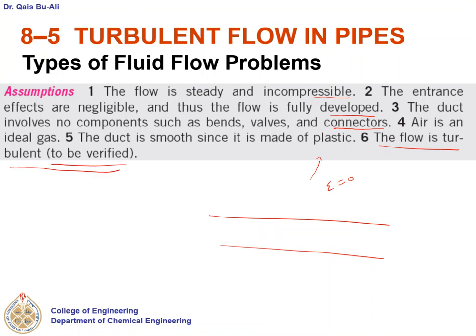I will assume that the flow is turbulent because, as we said many times, most flows are turbulent. So I will start with this assumption. Why am I assuming it? Because I don't have the diameter, so I cannot calculate the Reynolds number, so I cannot decide from the beginning. So I will assume it is turbulent, and then continue with that assumption.